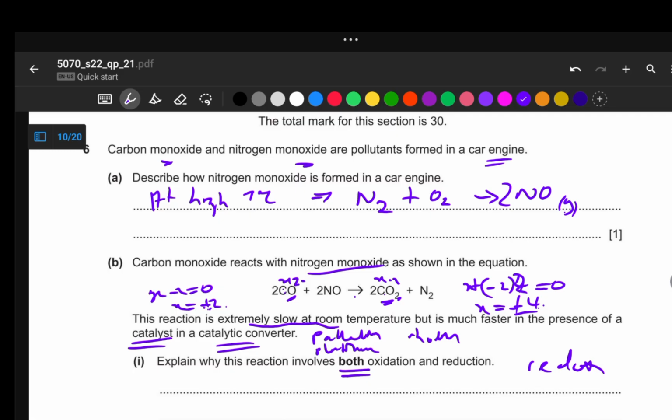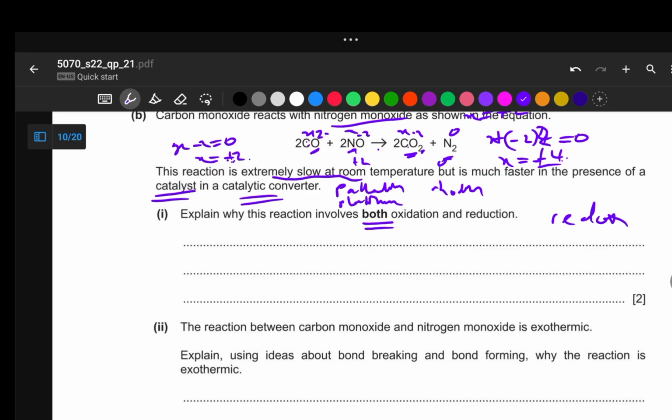And then in terms of reduction, nitrogen monoxide has lost its oxygen to give nitrogen gas. So this is reduction, the loss of oxygen, and we can also define it in terms of oxidation state. So this one is 0, and from this one we have minus 2 for oxygen and X for nitrogen. So X minus 2 is equal to 0, X is equal to plus 2. So from plus 2 to 0, we are having a decrement in the oxidation state.